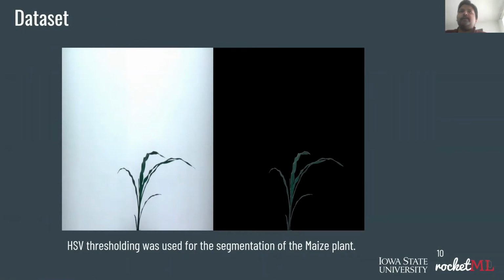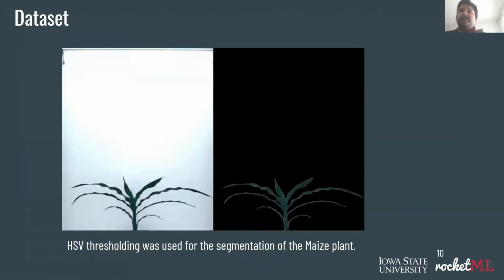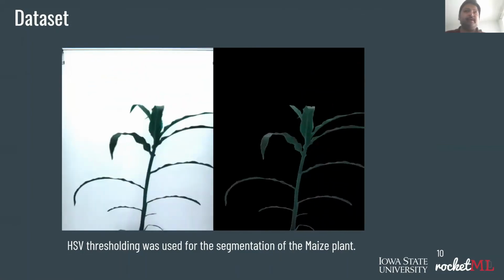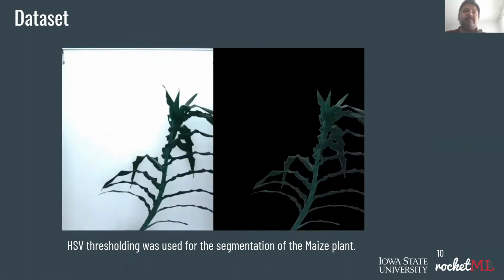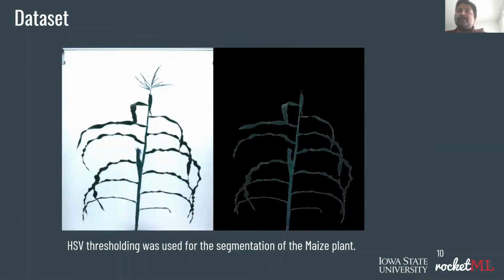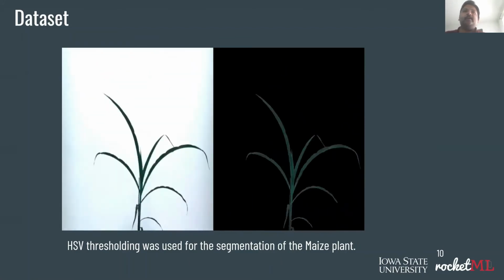To segment the greenhouse maize plants, we first identified the location of the maize plant automatically using RGB-based thresholding, and then used HSV color-based thresholding for the segmentation of the maize plants. In this video, the left side shows the automatically extracted region of interest, and the right side shows the segmented plant. Since the segmentation was done using indoor images, it was pretty accurate.